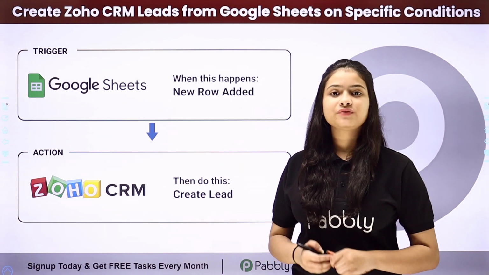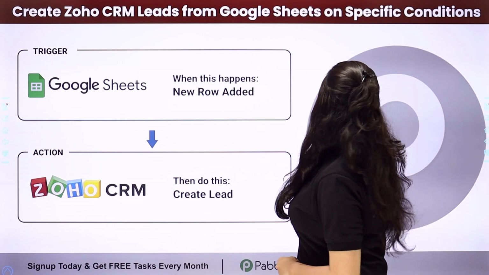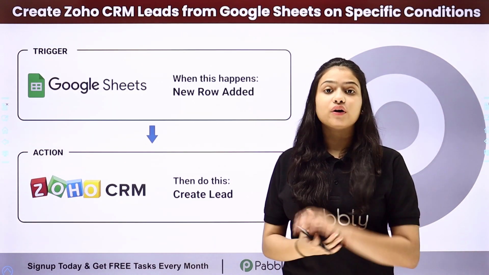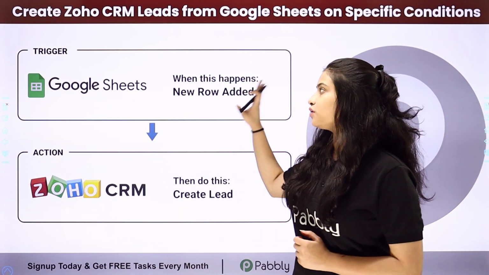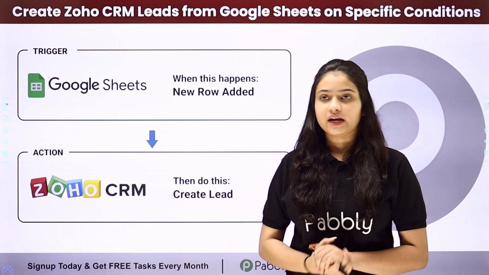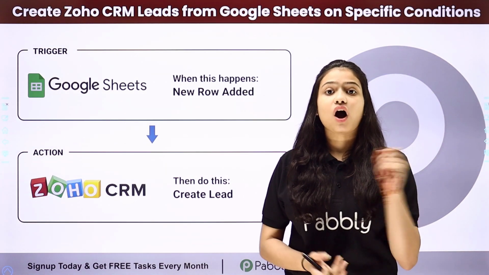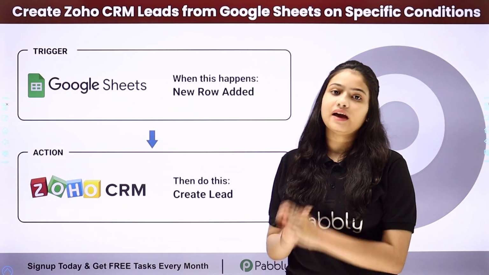Hello everyone, in this video we are going to learn how to create Zoho CRM leads from Google Sheets on specific conditions. I want that whenever a new row is added in my Google Sheets, automatically by using the same response, a new lead should be created in my Zoho CRM account, but based on specific conditions. So how are we going to do this process automatically and effortlessly?